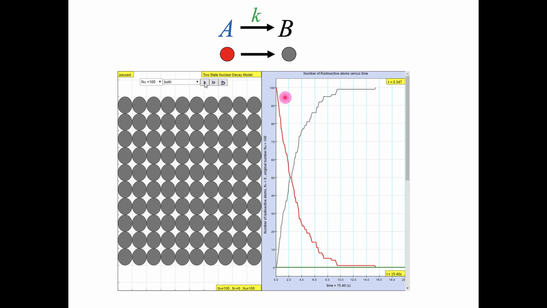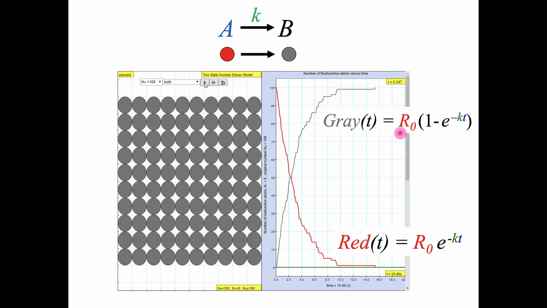Now, if the equation of the red balls disappearing is given by red of t equals R0 times e to the negative kt, and in this case R0 is 100, then the equation that describes the appearance of the gray balls is simply gray of t equals R0 times the quantity 1 minus e to the negative kt. That's how you describe taking this exponential and flipping it. So now we have exponential approach rather than exponential decay.